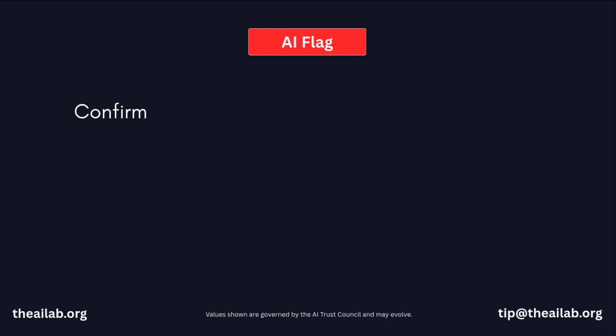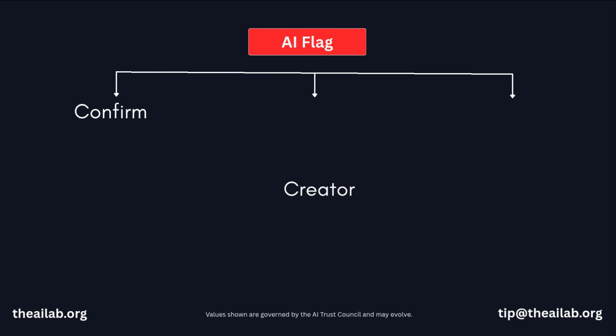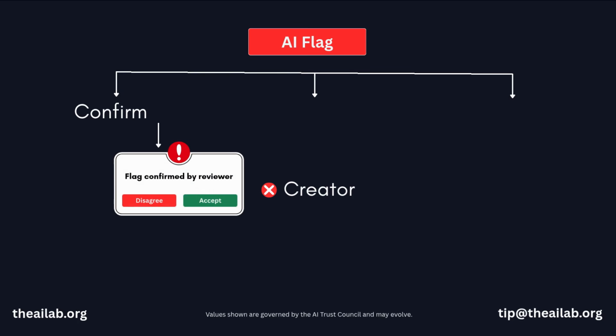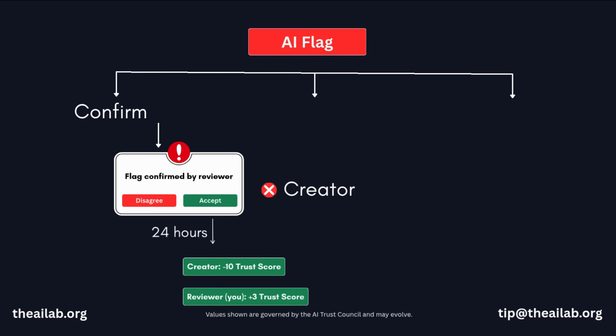Confirm the AI flag indicates your assessment that the content creator made an error in their labeling. They will then receive a notification of your verdict and will have 24 hours to respond and update the content label. If the content creator acknowledges their error, they will lose 10 points from their trust score, and as a reviewer, you will receive plus 3 points for your accurate classification, and the case will be closed. However, if they fail to acknowledge it or do not respond, it will automatically trigger a dispute from you, escalating to Stage 2 public jury. But don't worry, in fact, if your verdict was correct, this will benefit you by giving you greater credibility.